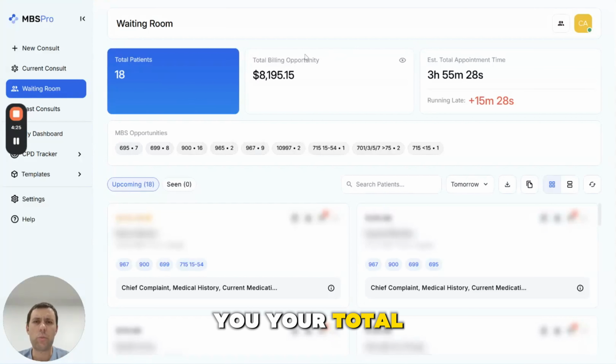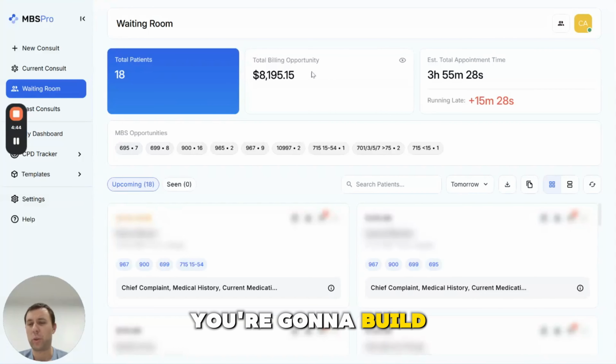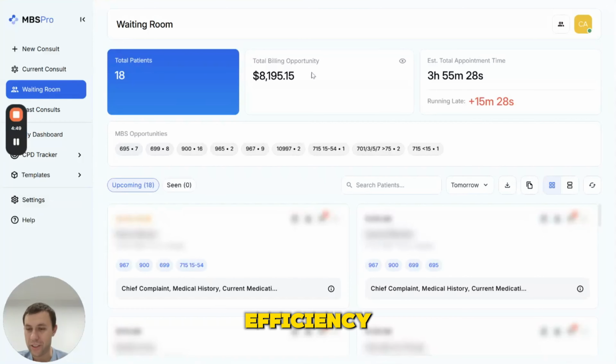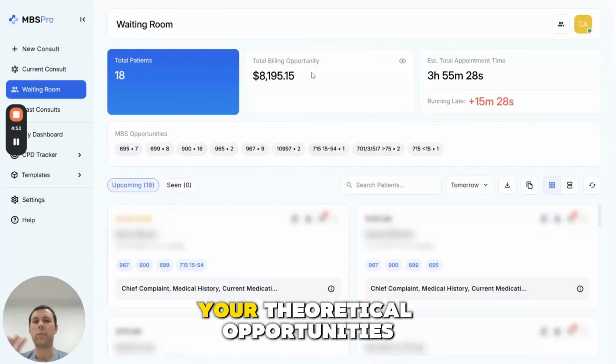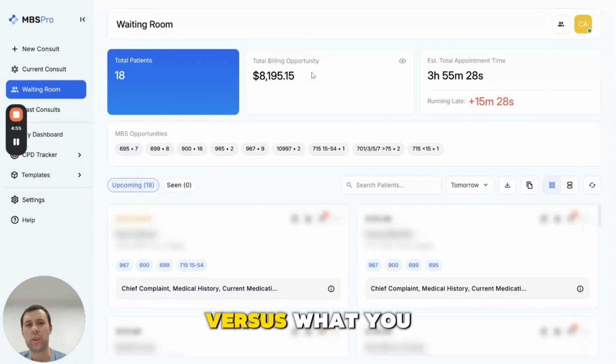We also show you a total billing opportunity. So even on 18 patients, you'd be surprised at how much billing there is available for every single patient based on demographics, age groups, care plans. So 18 patients, I've actually got $8,195 worth of opportunities. It's unlikely that you're going to bill all of those. There is a metric called billing efficiency. Billing efficiency essentially is all of your theoretical opportunities that are available versus what you actually billed.